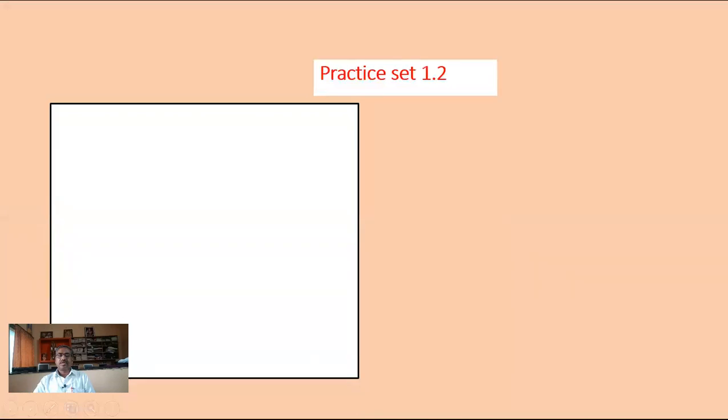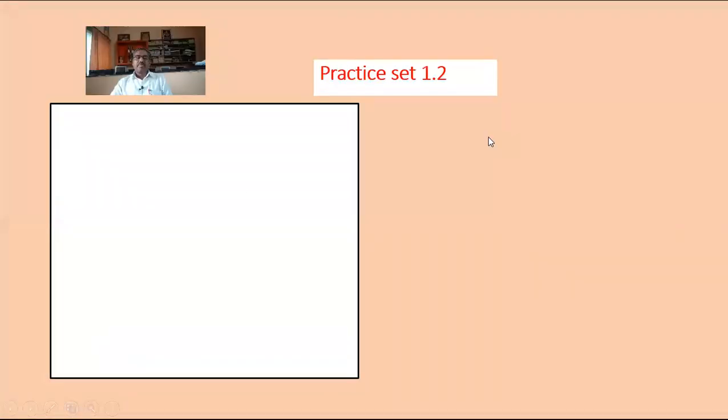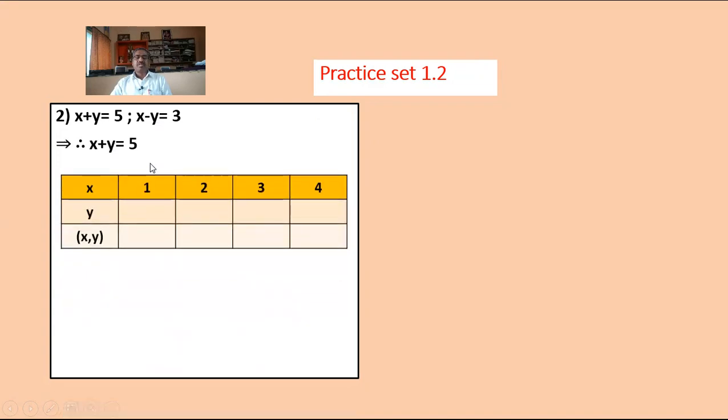Next problem: find the solution of the given simultaneous equation by using the graphical method. The equations are x plus y is equal to 5, x minus y is equal to 3. First, determine the coordinate points for x plus y is equal to 5.